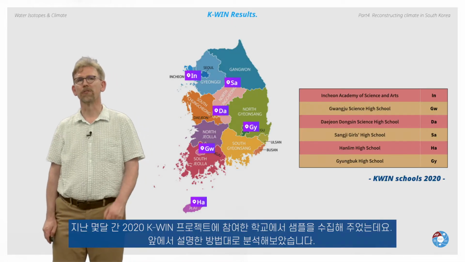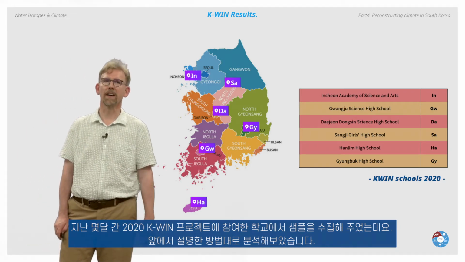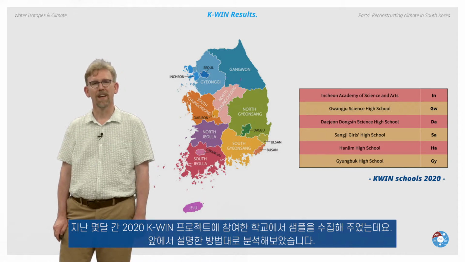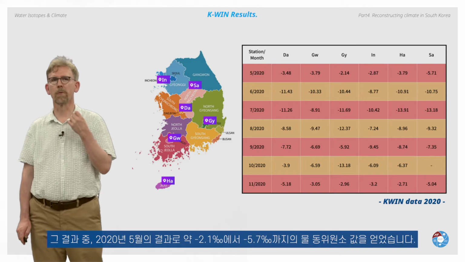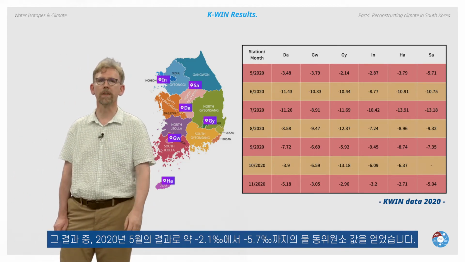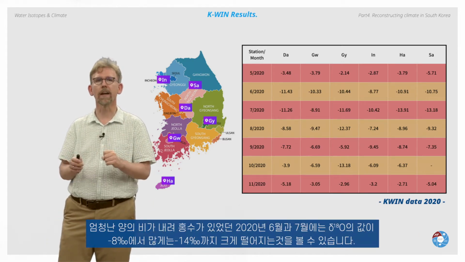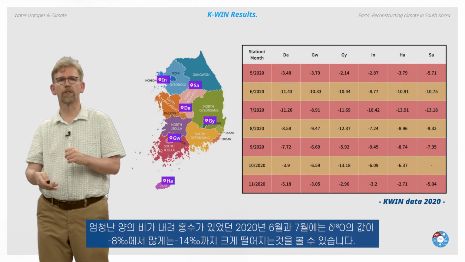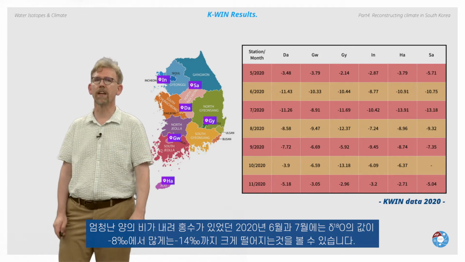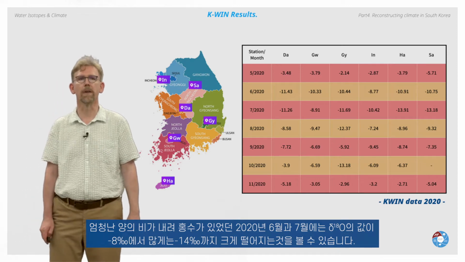Over the past months, we analyzed with this method the water samples that participating high schools collected as part of the KWIN project in 2020. We obtained water isotope values from about -2.1 per mil to about -5.7 per mil during the month of May. Then quickly in June and July, when there was a massive rainfall in South Korea and severe flooding, we saw a large drop of the delta 18O values to -8 and up to -14 per mil.